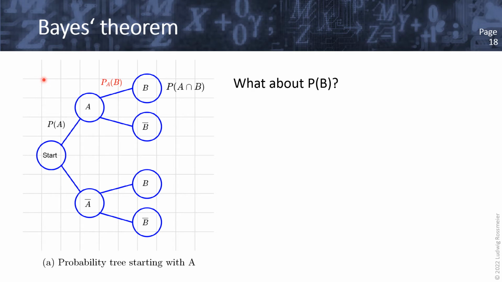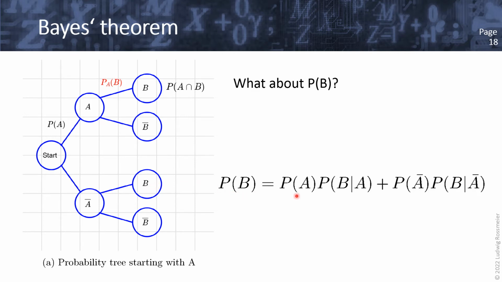So what about P of B? If we look at the chart, we see one way here and here to determine P of B, and the other way going over A bar and also going here to B. That means we can combine both paths. The first, P of A times P of B given A, is this path, and P of A bar times P of B given A bar is this path. We combine it and we come to P of B.